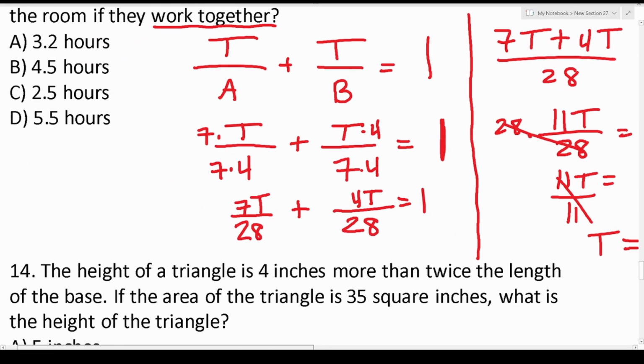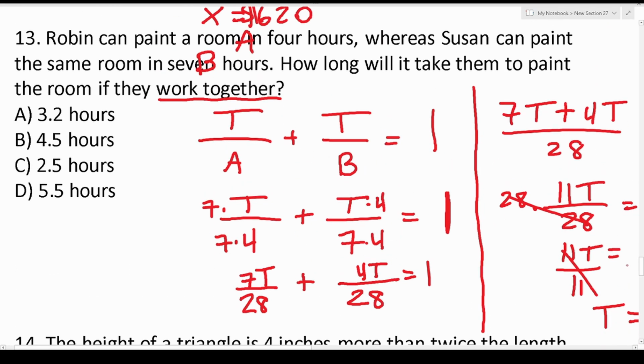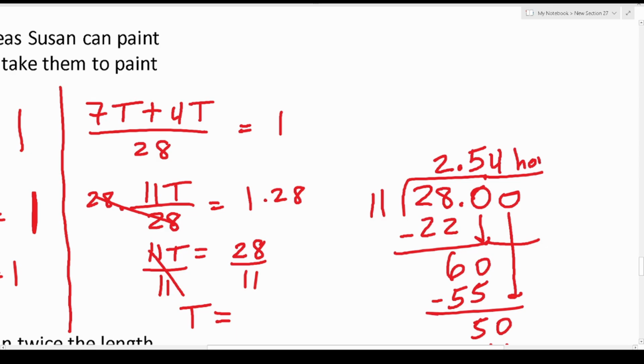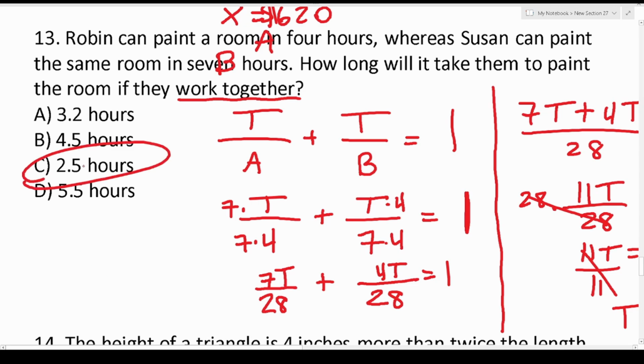It said, how much time will it take them to paint the room if they work together? Again, this is 2.54 hours, and they just rounded it down to be 2.5 hours. So this one is going to be C, 2.5 hours. So that's that one.